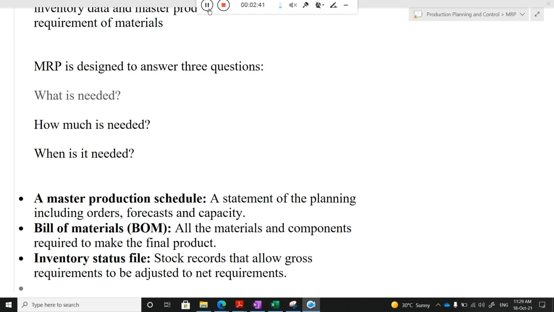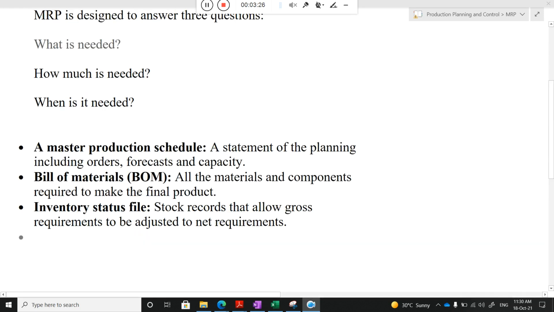If you have MRP, then by seeing that particular MRP you can easily answer what is needed, how much is needed, and when it is needed. Again I am telling you what MRP is: MRP is the combination of three things. The first one is the MPS, the master production schedule, a statement of the planning including order, forecasting and capacity. The master production schedule is basically made using forecasting, or you can directly put your customer orders into the master production schedule. The terminology may feel difficult, but when we go through one numerical you will understand everything. It is very easy.